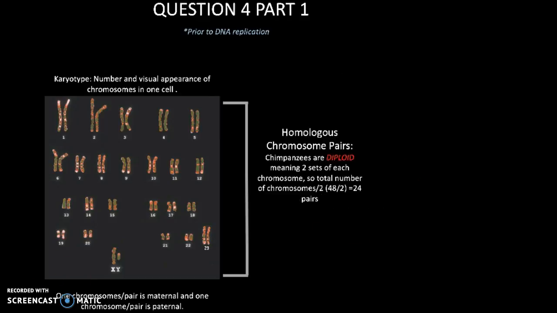Okay, and then moving on to the second part of the question, how many homologous chromosome pairs are there? In order to figure this out, you need to know if the chimpanzee is diploid or triploid or haploid. So we know from the question that it's a diploid animal, meaning that there are 2 sets of each chromosome, okay? So chromosomes 1 through 23, there are 2 copies of each of those. That's what that means. So the total number of chromosomes is 48, and you'll divide that by 2, because we know it's a diploid, to get the number of pairs. So that'll be 24. Okay, so if this happened to be triploid, we would divide it by 3. But it's diploid, so there you go.